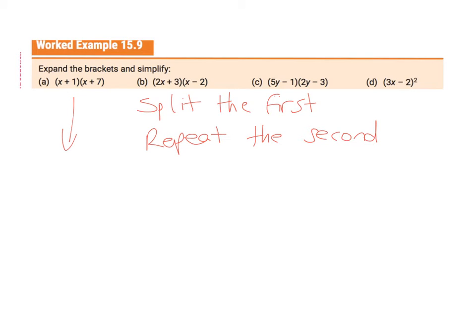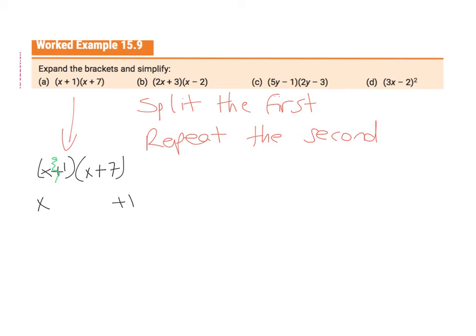So we've got x plus 1 and we've got x plus 7, and they're multiplied by each other. And what I'm going to do is split the first bracket. When I split the first bracket, I'll split it up into x and plus 1. That's the first bracket split up.